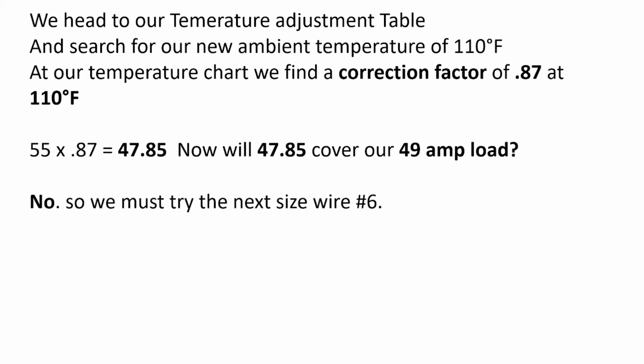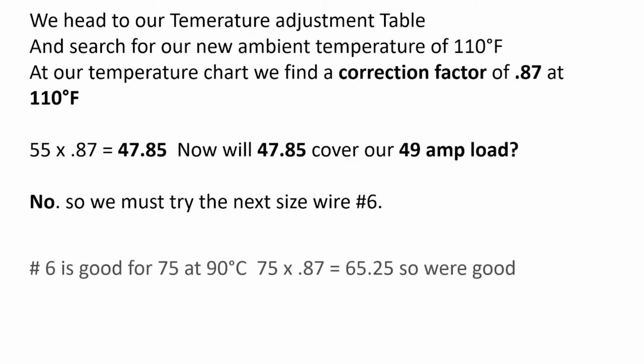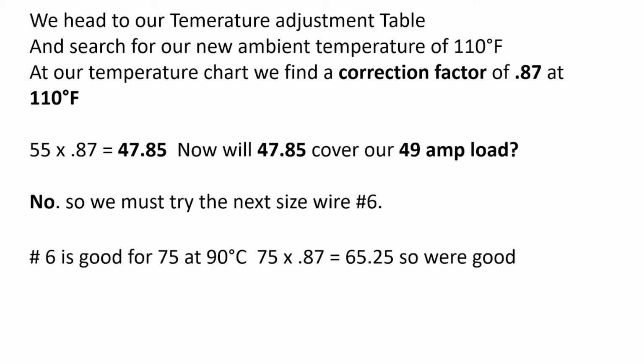No. So we must try the next size up wire and see if it will cover our 49 amp load after the adjustment factors. So number 6 is good for 75 at the 90 degree C column. So we take 75 and we multiply it by 0.87 and we're going to get 65.25, so we're good to go. That will cover our 49 amp load. So we select C, number 6.